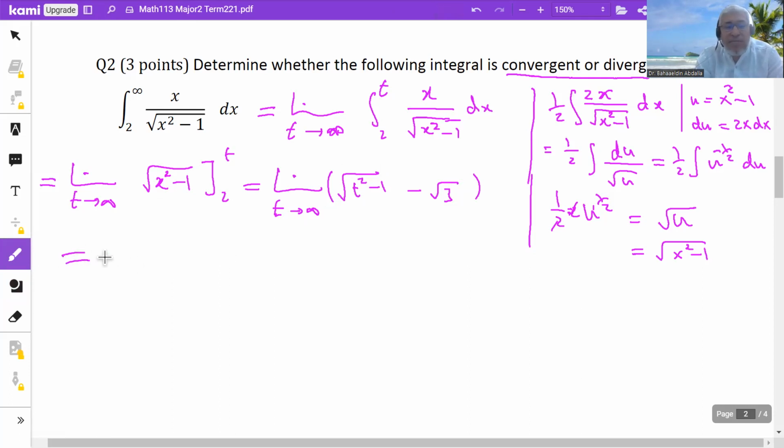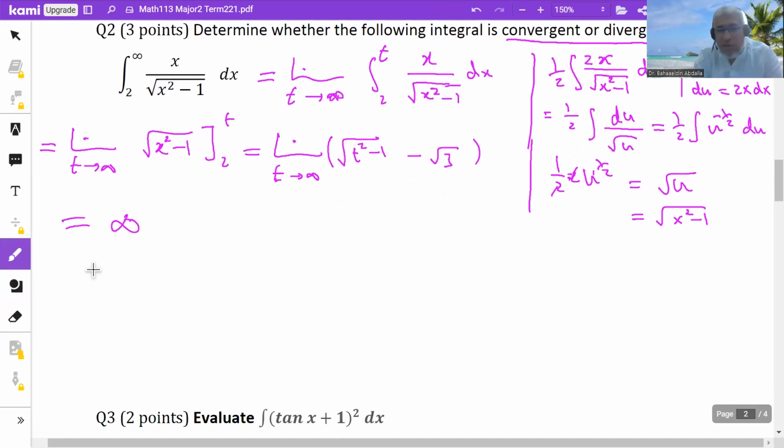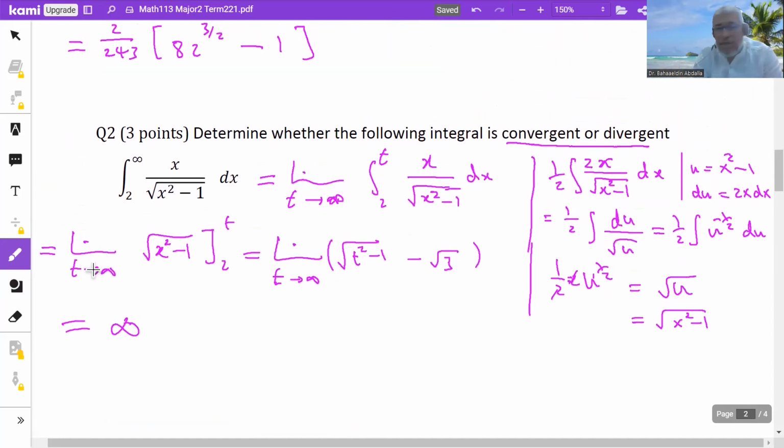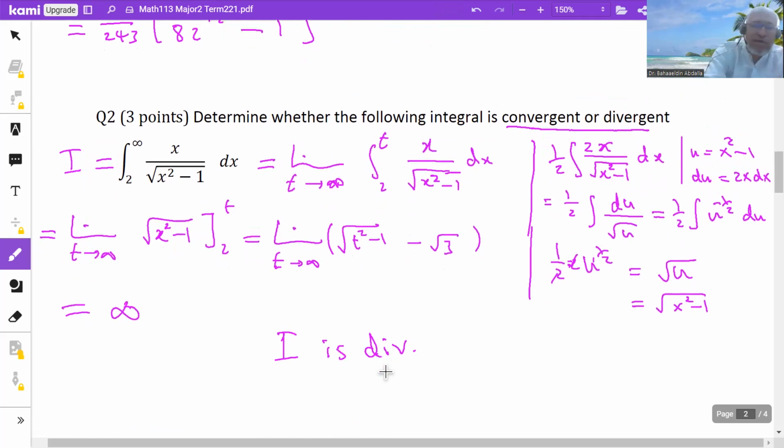Now I find the limits. When I replace t by infinity, I'll have infinity squared, which is infinity, minus 1, which is infinity. Square root of infinity is also infinity. Infinity minus square root of 3 is also infinity. So the integral will go to infinity, and this means that the integral is divergent. So if I call this integral I, I can say here I is divergent. Okay, the integral is divergent.